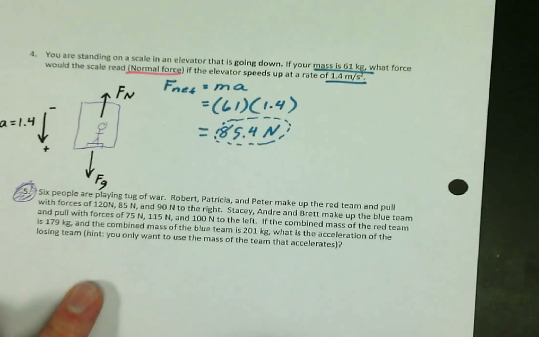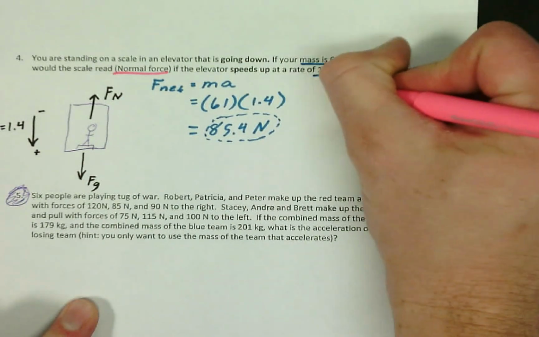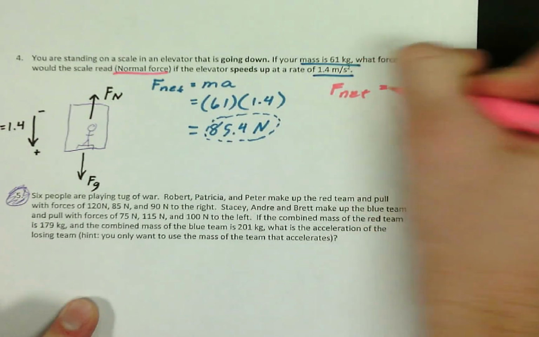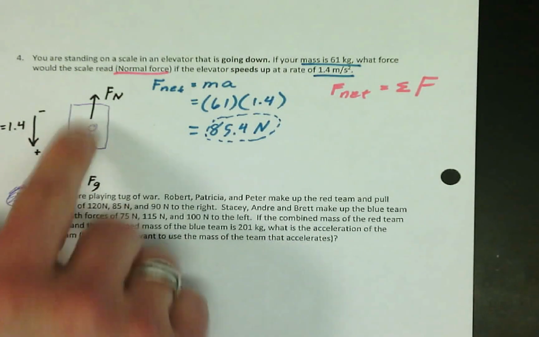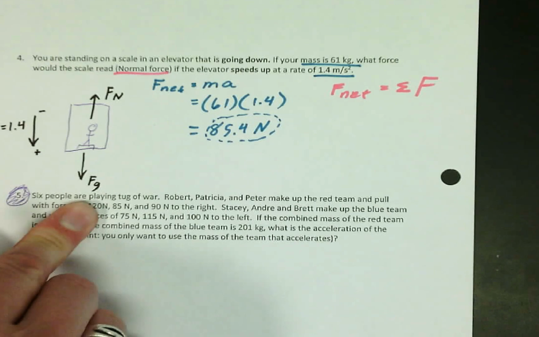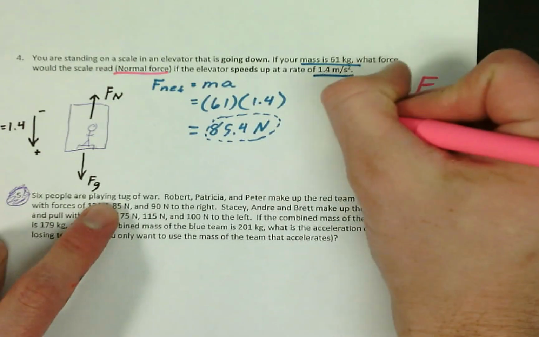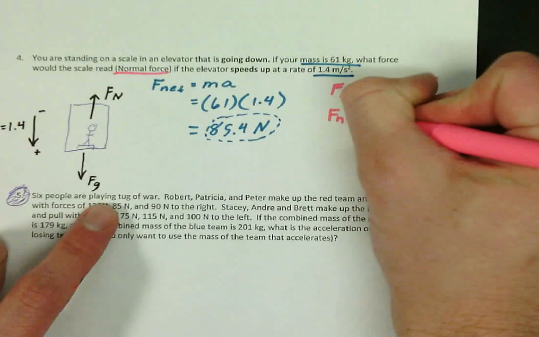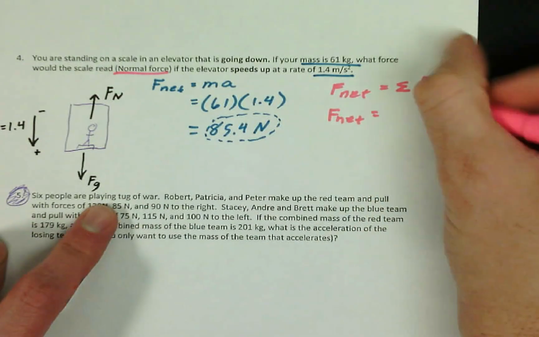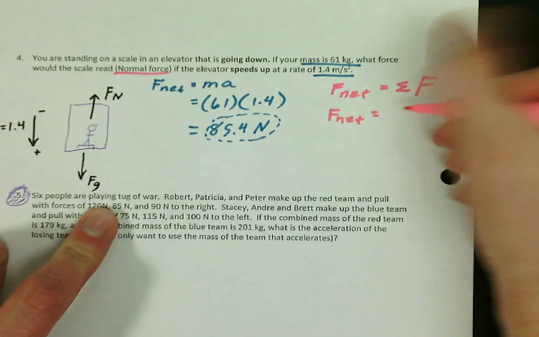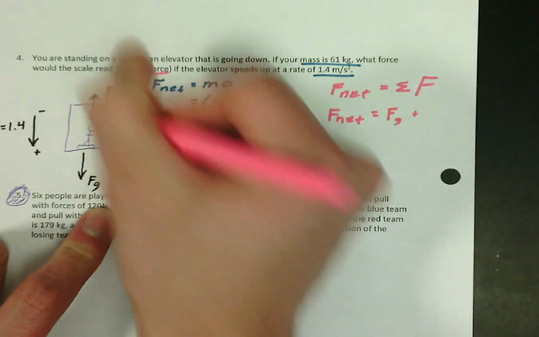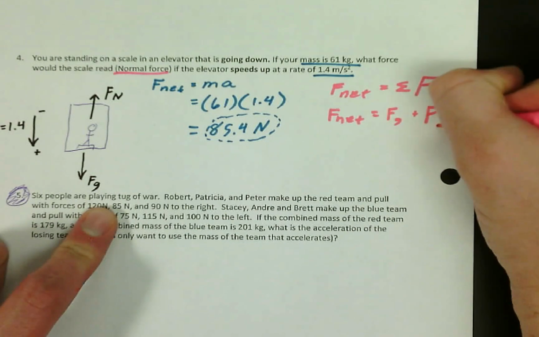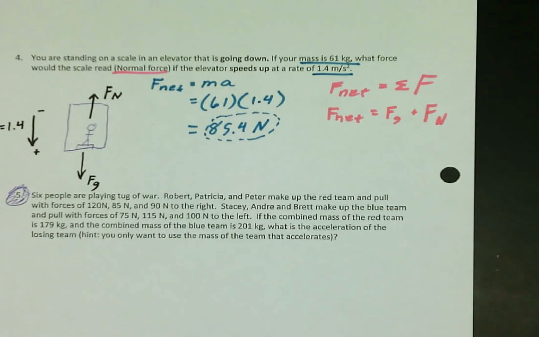So that's your other equation now. F net equals the sum of the forces. Okay, so what are my forces I'm summing together? Normal and gravity. Those are the only ones. So it's going to look like this. F net equals positive force, gravity, plus your negative force, normal. And if you did minus the normal, it would work out fine in the end.